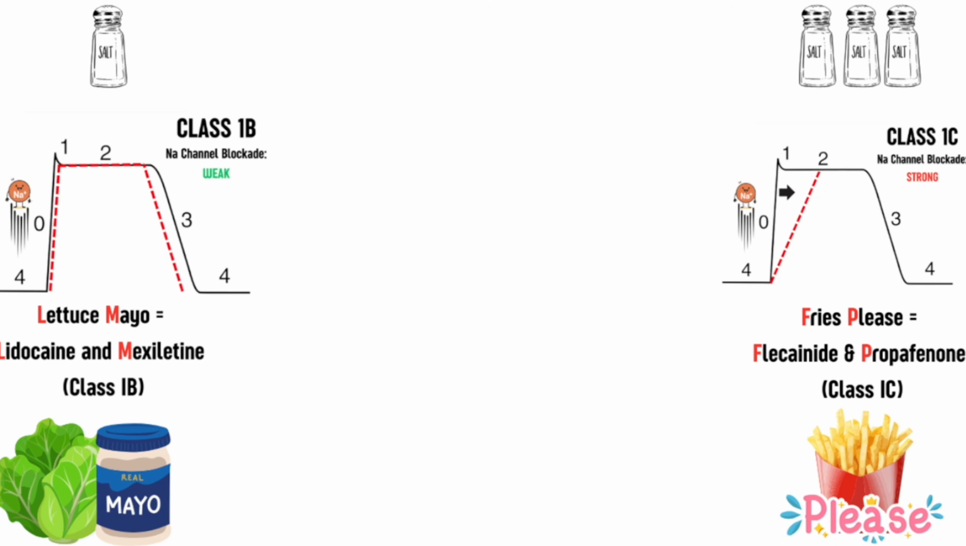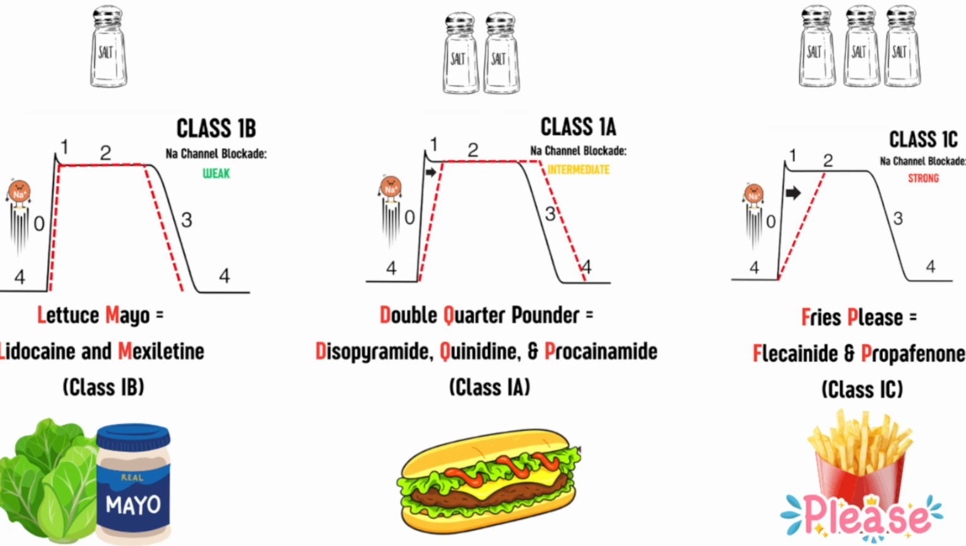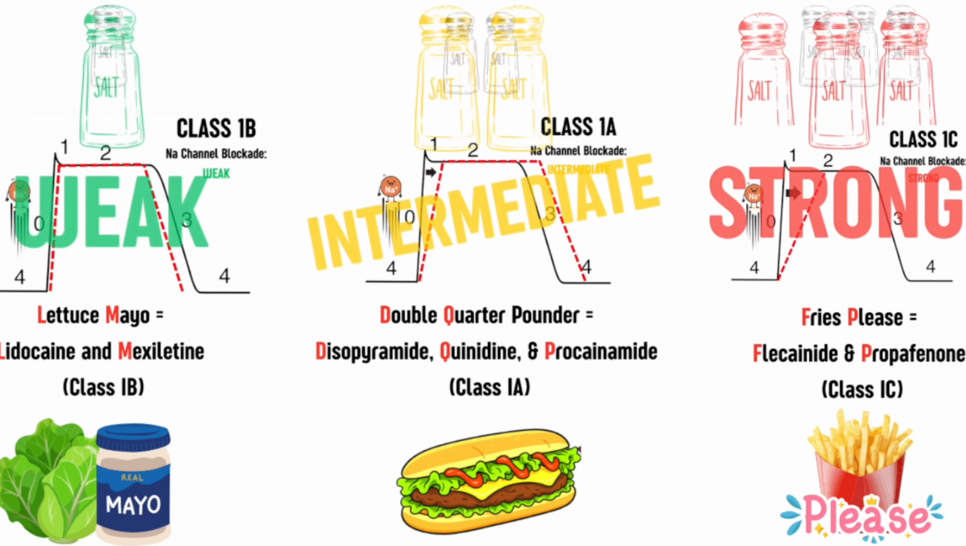Finally, that leaves us with our double quarter pounder, class 1A, which has a moderate amount of sodium. So these meds, disopyramide, quinidine, and procainamide, have moderate sodium channel blocking activity, and that's how I remembered it. There are other mnemonics, but the salt thing just made sense for me and worked.